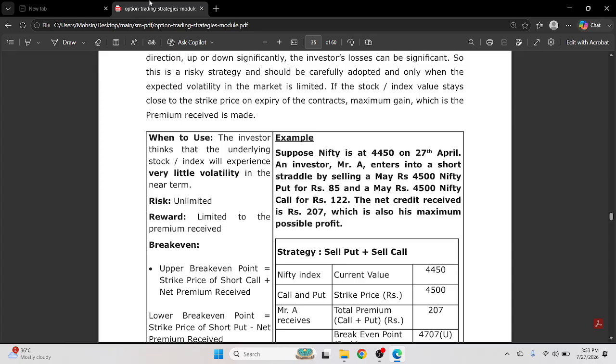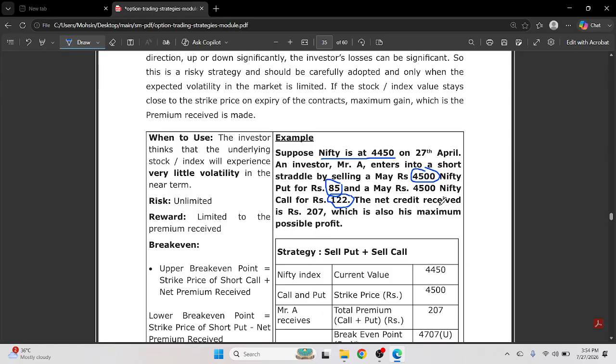In this example, we can see Nifty is trading around 4450 on 27th April. So we are selecting a strike price of 4500, and we are selling the call option and the put option as well. We are selling the call option and receiving a premium of 122 points. At the same time, we are writing the put option as well and receiving a premium of 85 points.